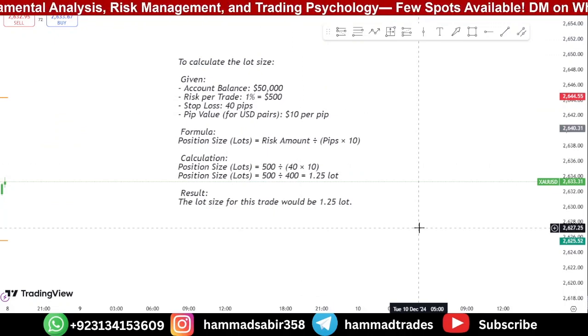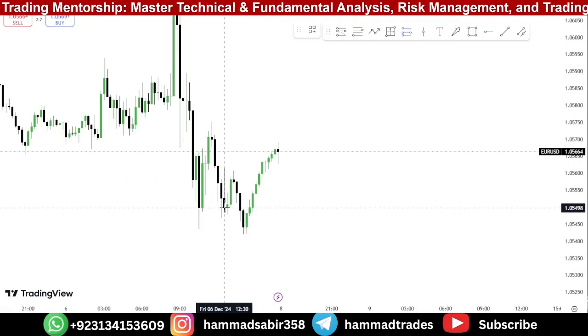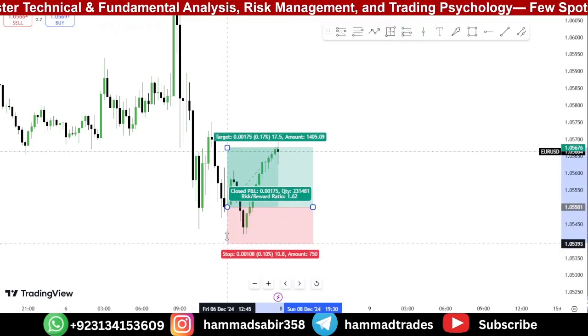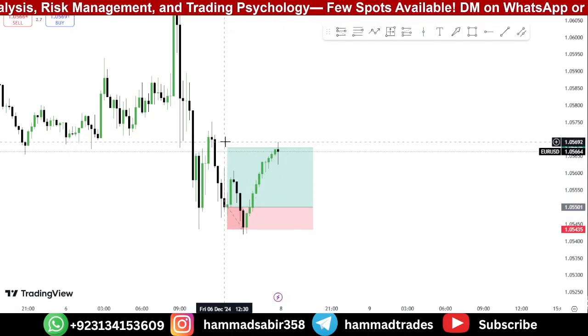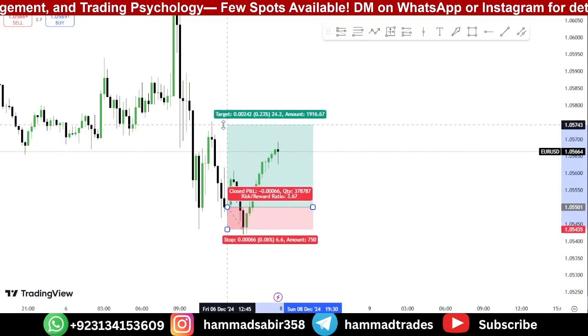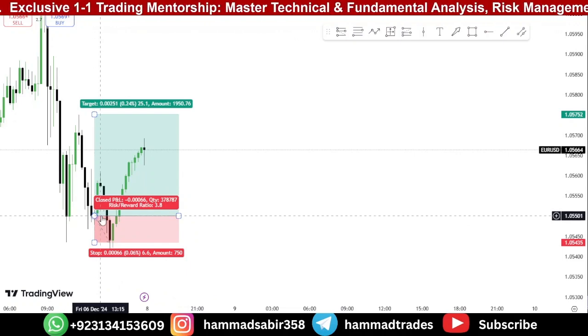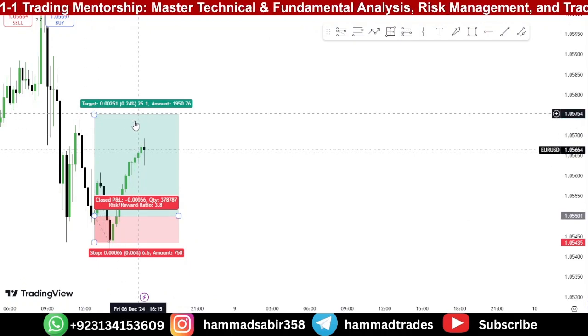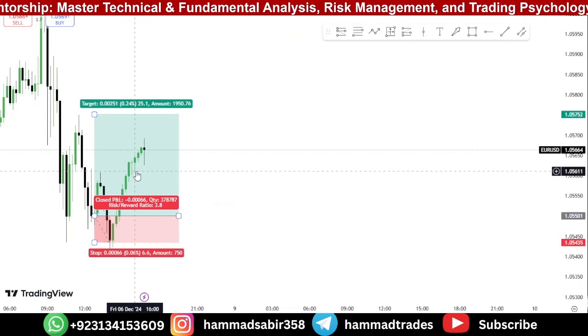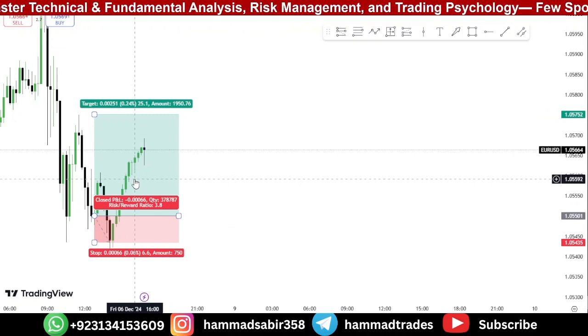So let's move to Euro USD for another example. We want to take a position here and our stop loss will be here and our target will be this one or this one. We have our entry here and our take profit up there and our stop loss here. Let's assume we have hit our stop loss in this trade, but we are going to calculate the position size. What lot size are we going to use in this trade? This is the Euro USD 15-minute chart.